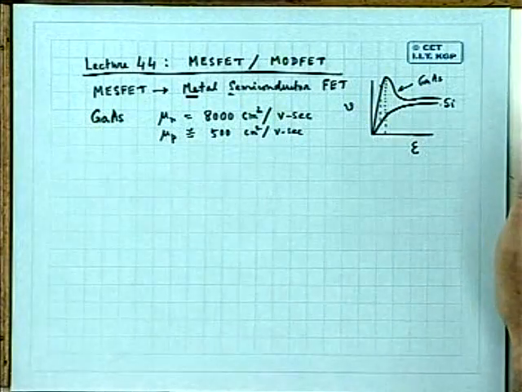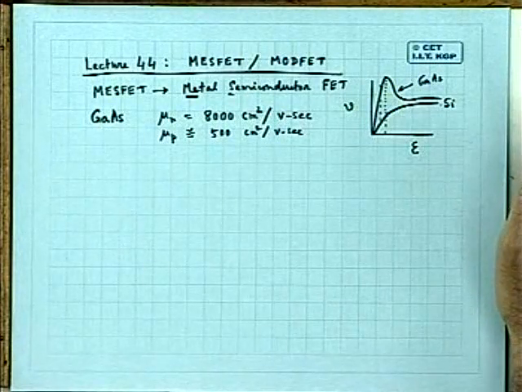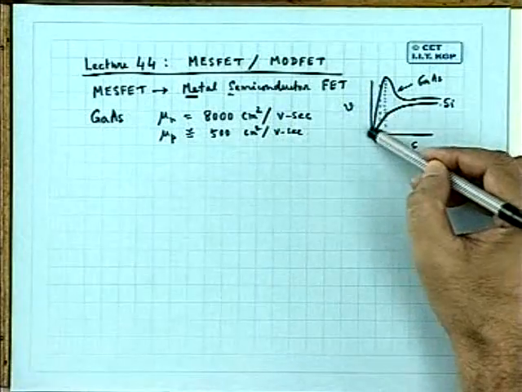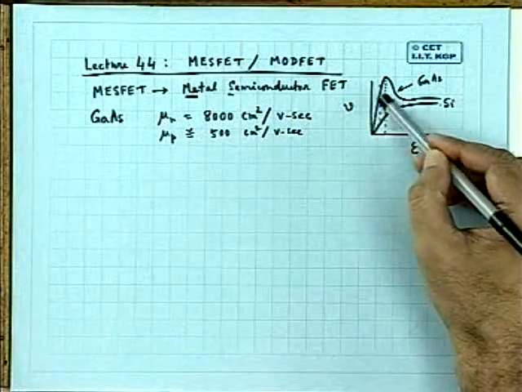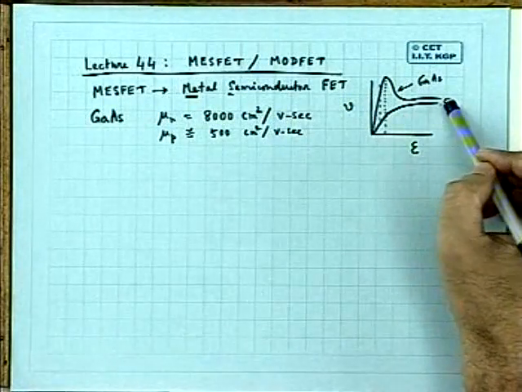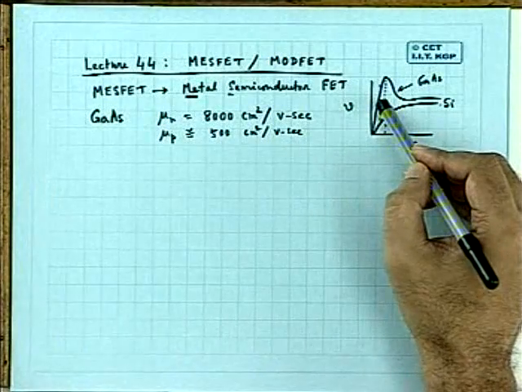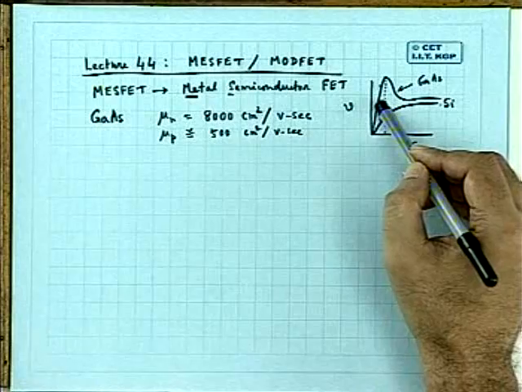But in those days, when the technology dimension was several microns, the electric field was in this region, not here. Naturally, gallium arsenide had a tremendous edge over silicon.